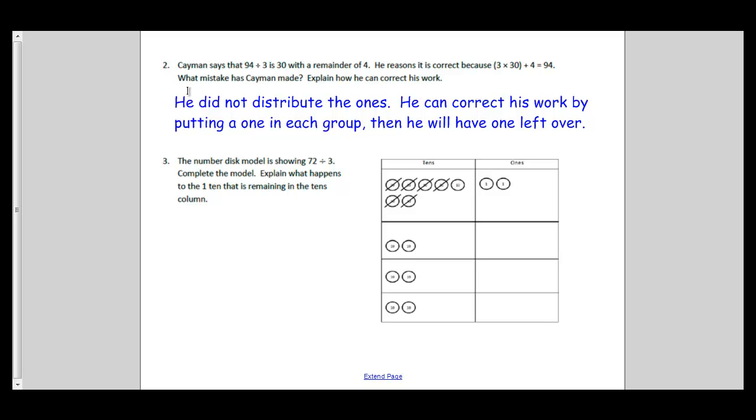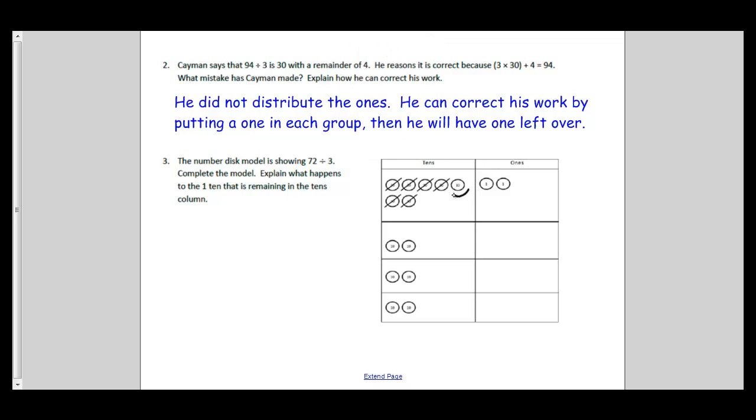Right. The number disk model is showing 72 divided by 3. Complete the model. Explain what happens to the 1 ten that is remaining in the tens column. See if you can do this by yourself. You can see that they've distributed, that they already had 72, and they're dividing it by 3. They've already distributed all the tens they can, and they have a remainder of 1. See if you can go ahead and finish this model. Pause the video and see if you can, and then come back and check with me and see if you did it the same way I did.